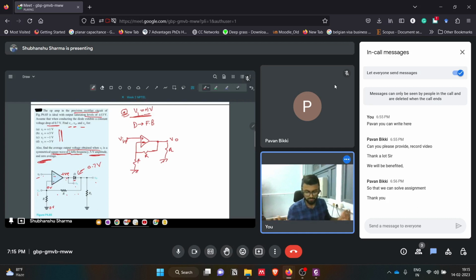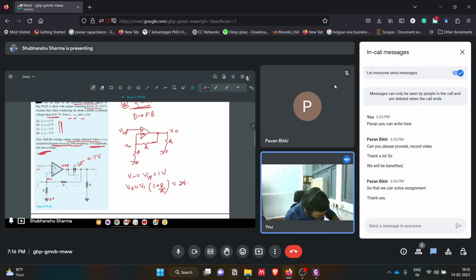Now this is a simple circuit you can solve. Since it is acting as a negative feedback amplifier, V minus will be equal to V input, that is 1 volt. The output will be simply the gain of the non-inverting amplifier, 1 plus R by R, which is 2. So the output will be 2 volt.